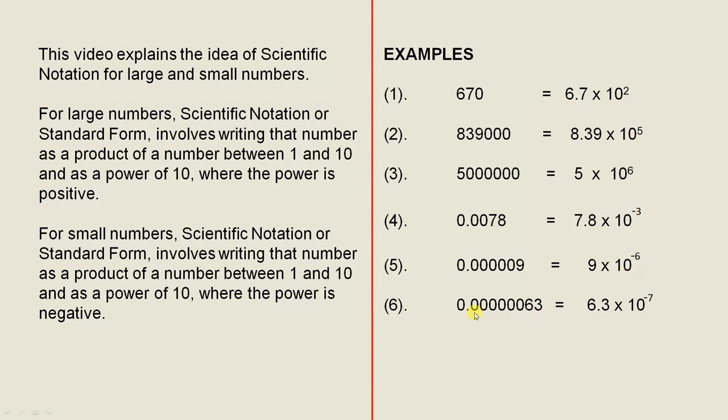Now here we have a very, very small number, so we put the decimal point between the 6 and the 3, which is there, and we have to move it 1, 2, 3, 4, 5, 6, 7. So it's 10 to the minus 7. So we've had 6 examples here where we've seen how to write large numbers in standard form and small numbers in standard form.